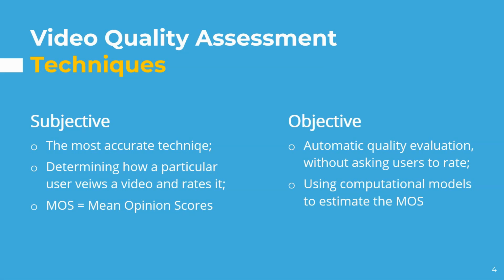And there are two techniques for video quality assessment. The first one is subjective, and the second one is objective. Subjective video quality assessment is the most accurate technique, which determines how a particular user views a video and rates it. Subjective video scores are also known as MOS, or mean opinion scores. And in order to obtain this, a video is rated by experts in a specified range, and their scores are then averaged. And the objective technique.